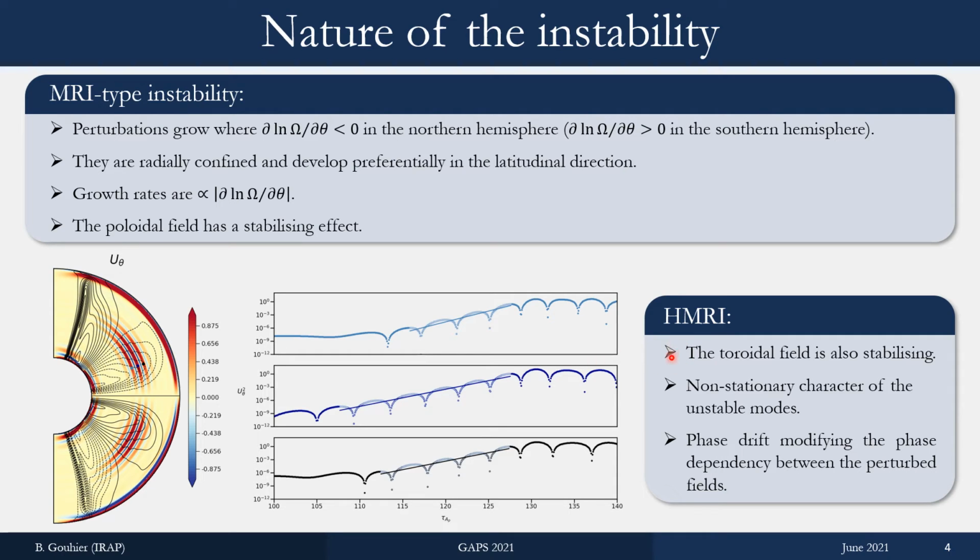Finally, we find that the poloidal field has a stabilizing effect. However, we also find that the toroidal field is stabilizing. In addition, the unstable mode exhibits a non-stationary character, illustrated by the following oscillation over time in this panel. Finally, there is a fast drift modifying the phase dependency between the perturbed fields. So, all these features tend to show that the instability is a helical magnetorotational instability.